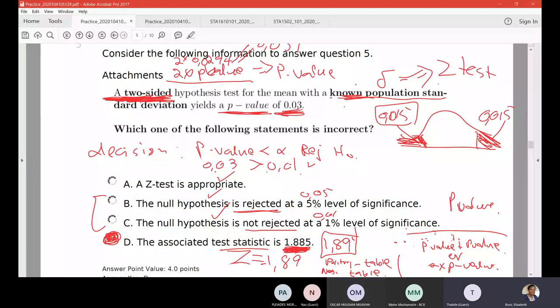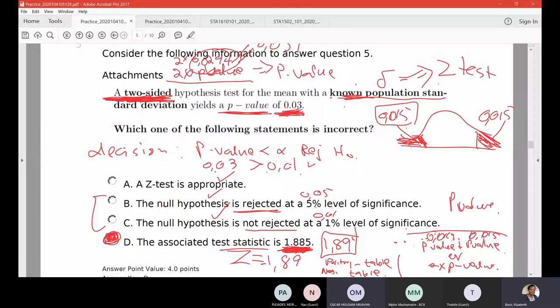Since it's a two-sided test, we know that there are two sides, and each side has 0.015, 0.015. We add them together. 0.015 plus 0.015. If you add them together, they give you 0.03. That's only what I was trying to demonstrate. And this was just to help us answer the last question, which is question number D. Because if we didn't know that it will be 0.015, we would have assumed that this answer is correct.